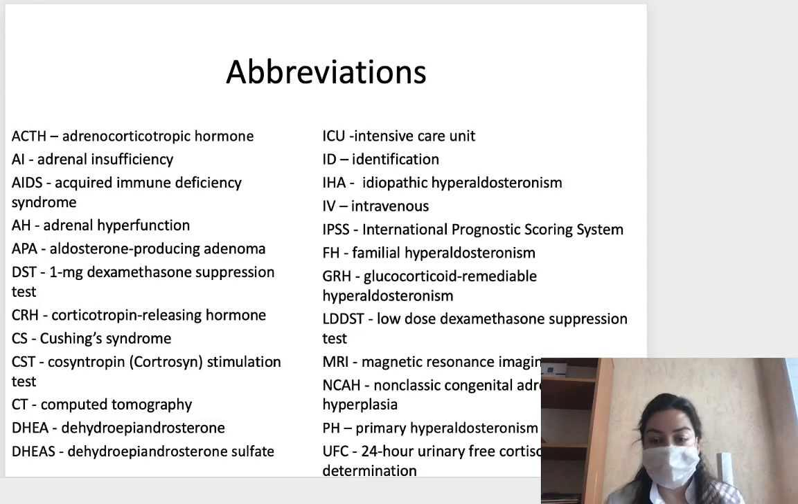With these very good recommendations, I want to finish our today's lecture. I hope it was very useful and interesting for you.